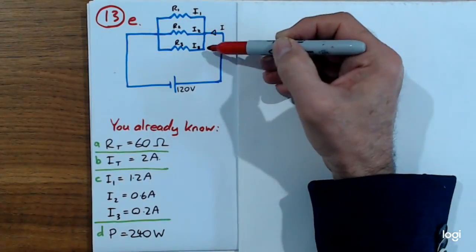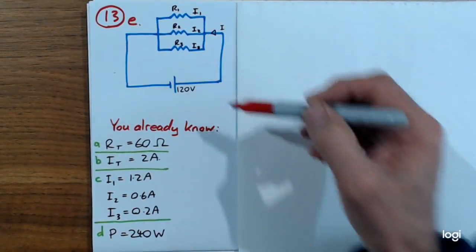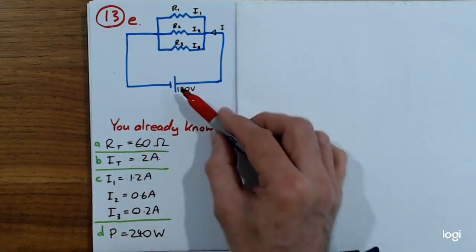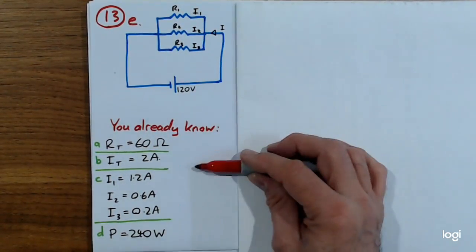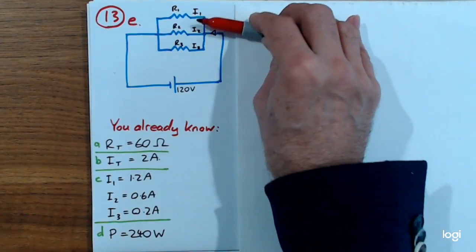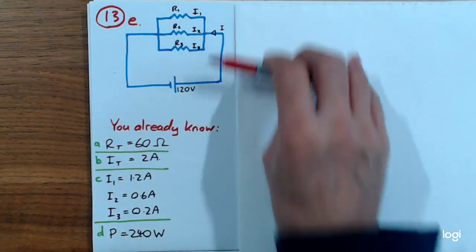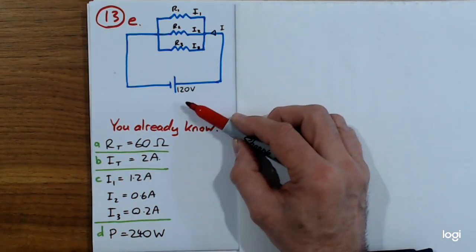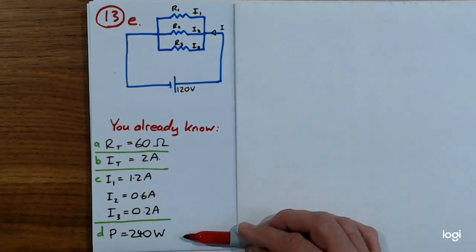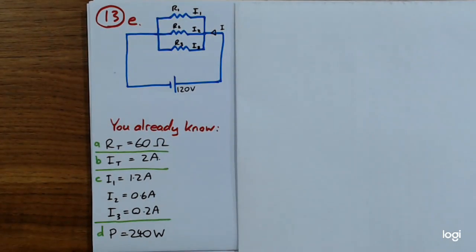3 resistors in parallel, 120 volt battery. You've already figured out that the total resistance is 60 ohms. The total current, the current that's coming out of the battery, is 2 amps, and the current in each of those resistors is 1.2, 0.6, and 0.2, and that the power output is 120 times the 2 amps, which comes to 240 watts. So you already know that by the time you do part E.